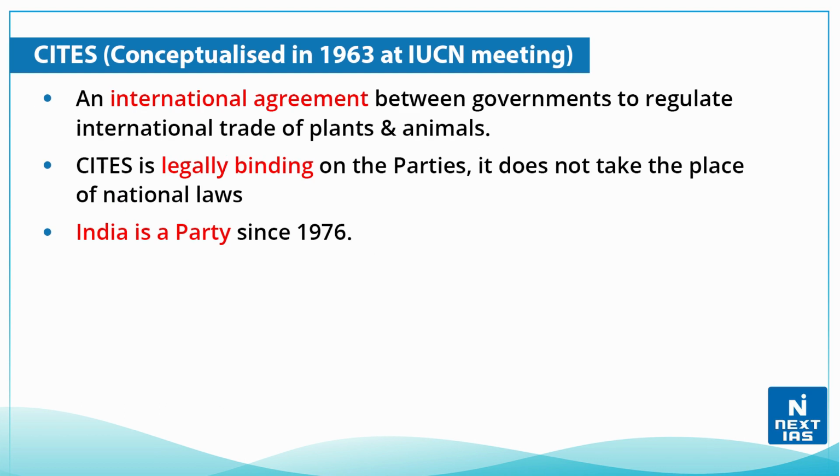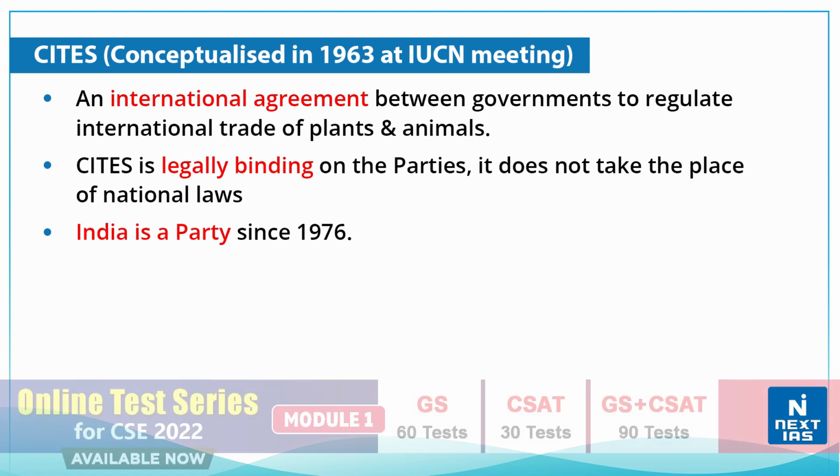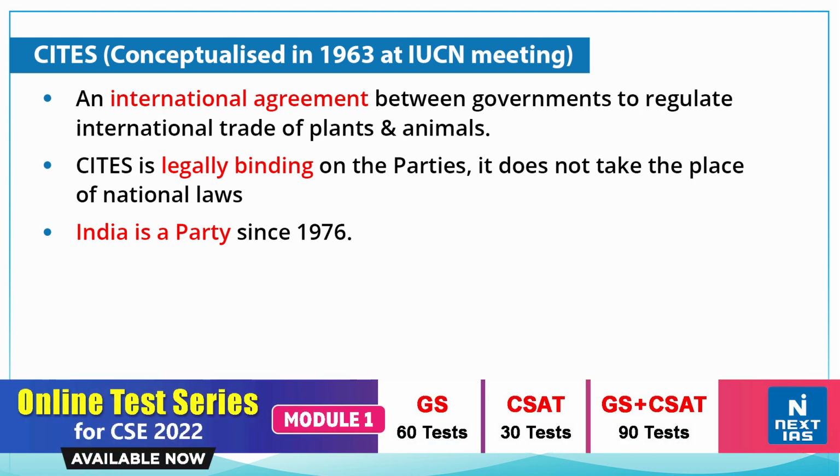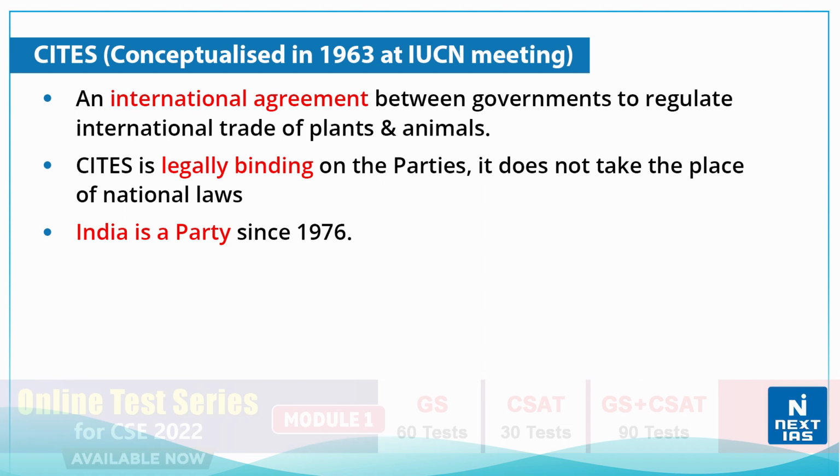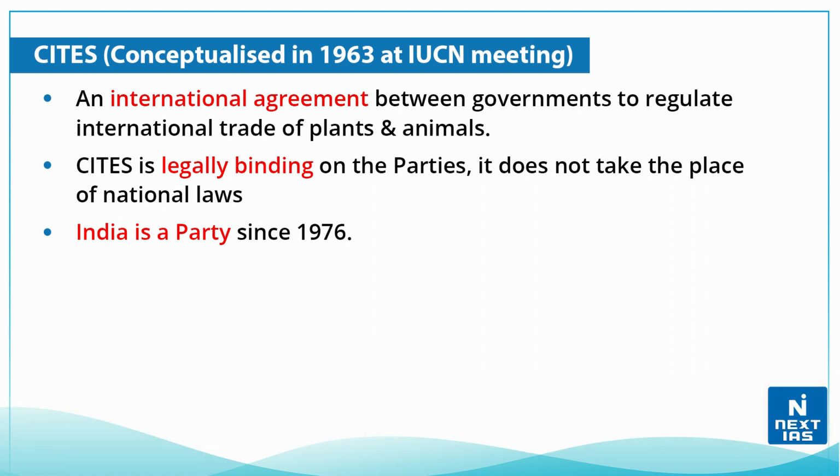Let us now talk about CITES, which stands for Convention on International Trade in Endangered Species of Wild Flora and Fauna. It was conceptualized in 1963 at IUCN meeting. It is an international agreement between governments to regulate international trade of plants and animals. Also, CITES is legally binding on the parties, that is, it does not take the place of national laws, and India is a party to the CITES Convention since 1976.